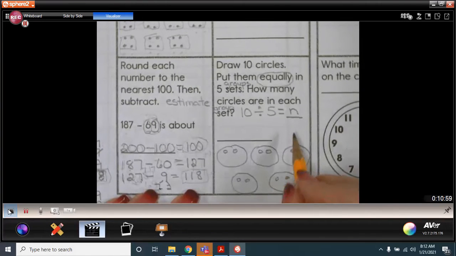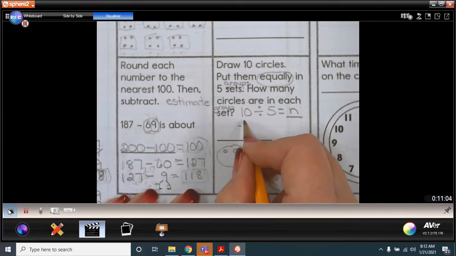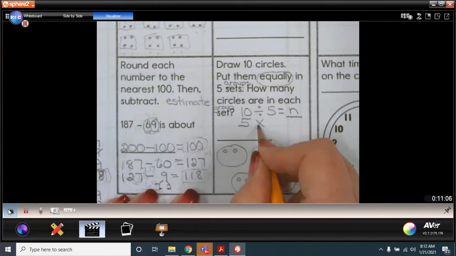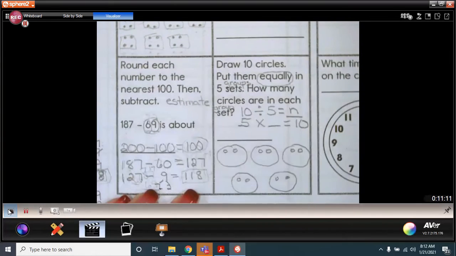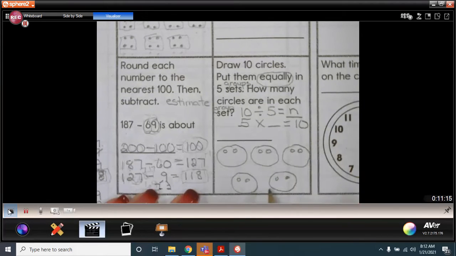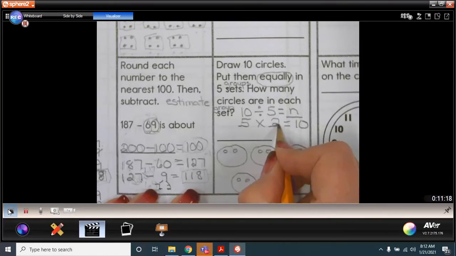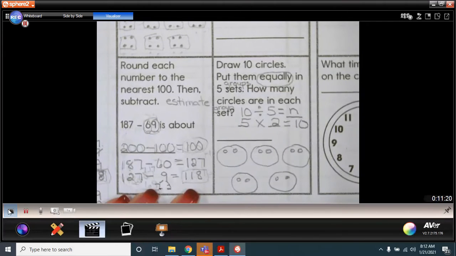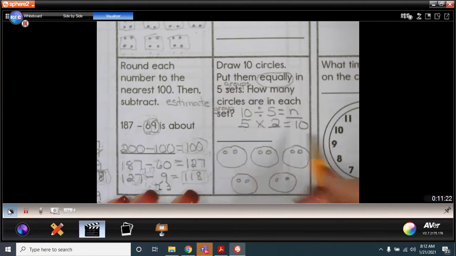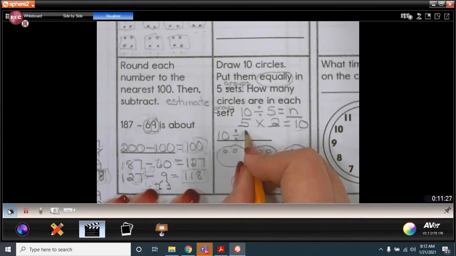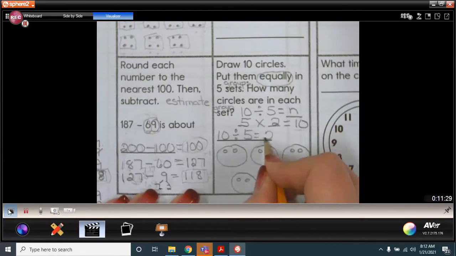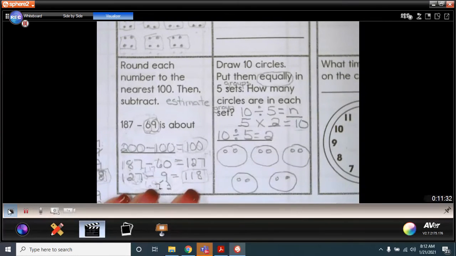Now, notice here, if I just knew my multiplication tables, I know I have 5 groups, but I don't know how many is in each group. I would be able to have 10 total circles. So if you notice, I have 2 circles in each group of my 5 groups, and that gives me my 10 circles. So 10 divided by 5 groups, I get 2 circles in each group.